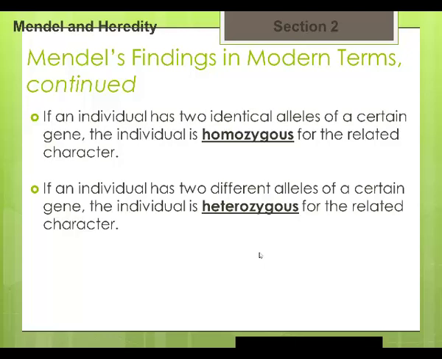If an individual has two different alleles for a certain gene, the individual is considered heterozygous. So an example of that would be uppercase Y, lowercase y.